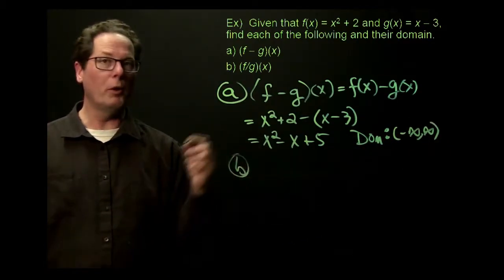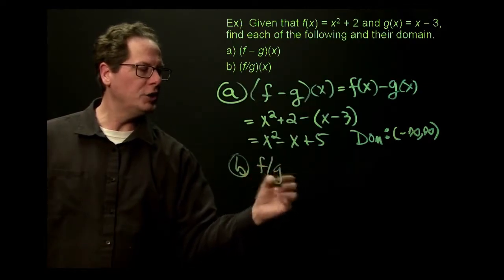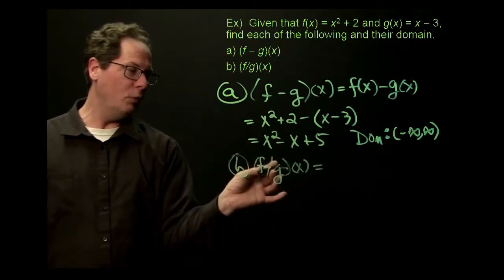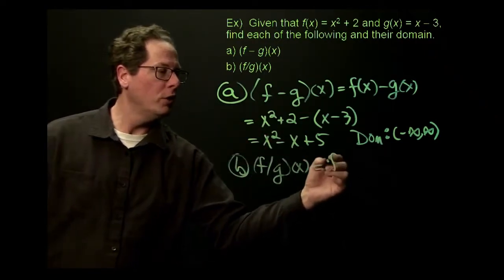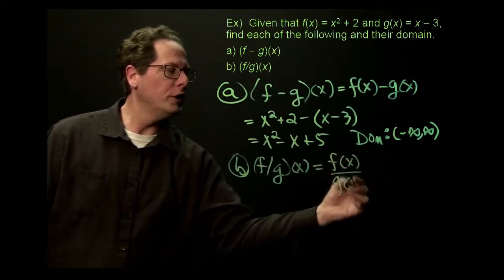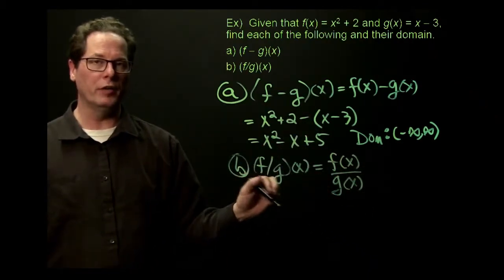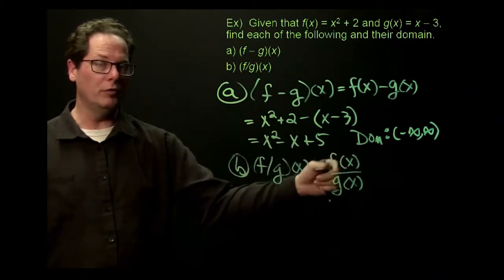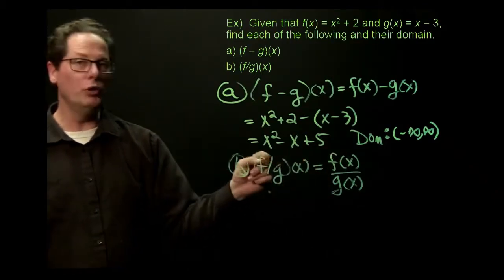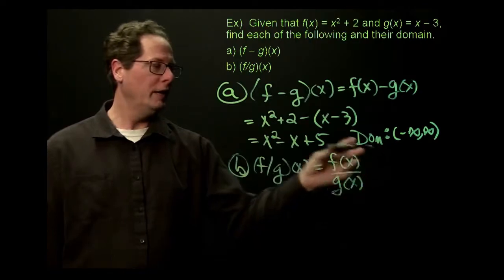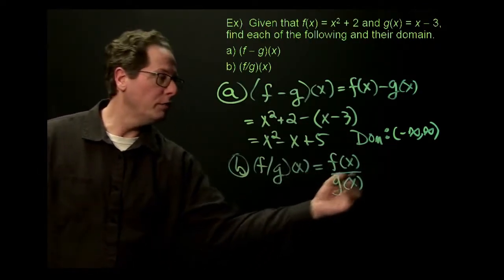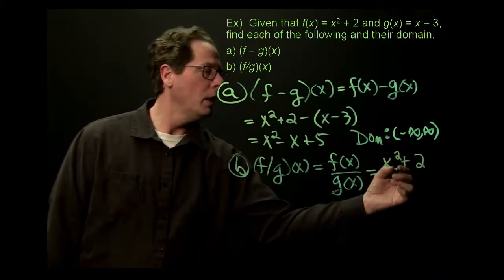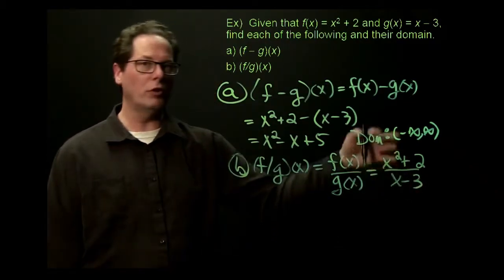All right, let's do part B. Now this says f divided by g of x. Remember, this is notation, and what it means is we take f and divide it by g after we've evaluated each at x. So f of x divided by g of x. The "of x" is not times, it's just notation. So the numerator, f of x, takes x, squares it, adds 2, and our denominator is x minus 3.